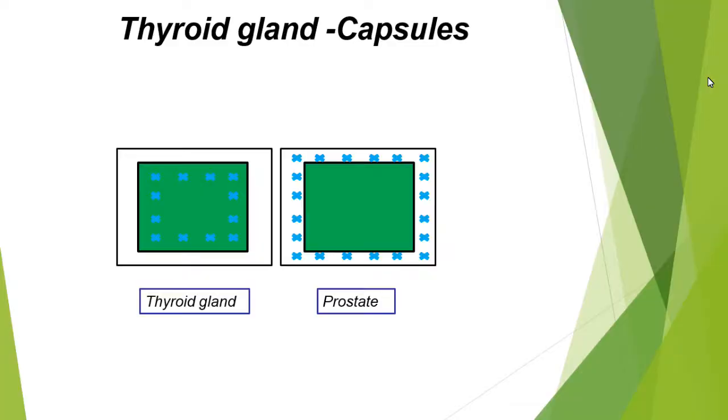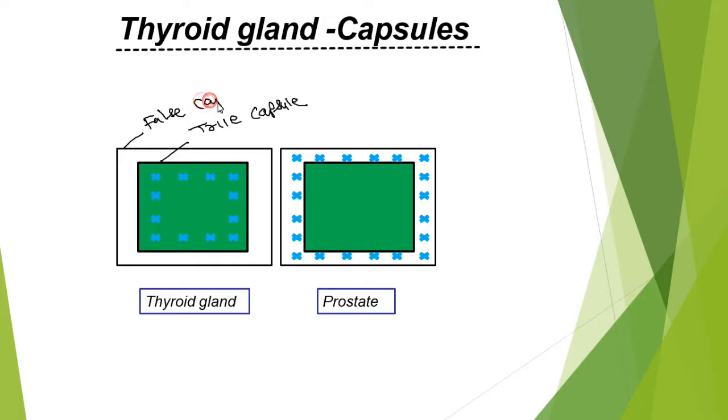Today we will see the thyroid gland. It has two capsules, or it is covered by two capsules. One is the true capsule that is formed by the fibrous stroma of the gland. The other is the false capsule that is formed by the pretracheal layer of the cervical fascia.